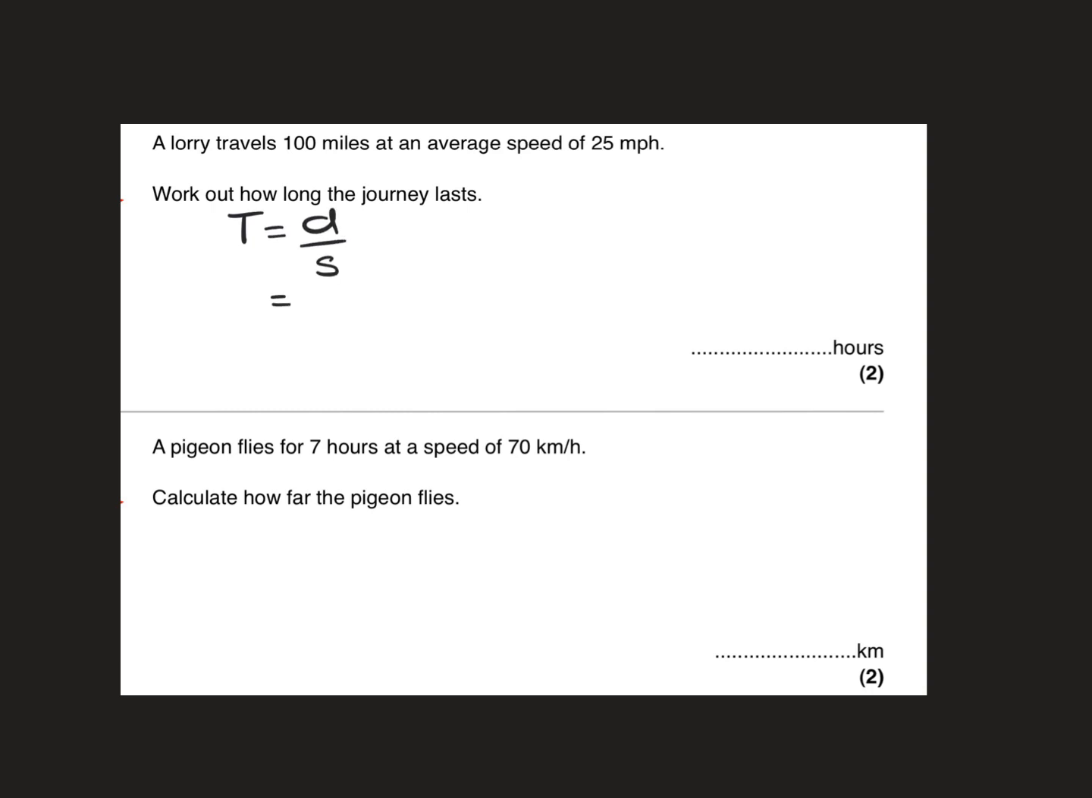So your distance here is 100 miles. And your speed is 25 miles per hour. And we're working out time. So 100 divided by 25 is 4. Now this is the time, and we need to think about what the units for that time is. Well, it's miles per hour, so that means that is 4 hours. So we'll put 4 in on our answer line.